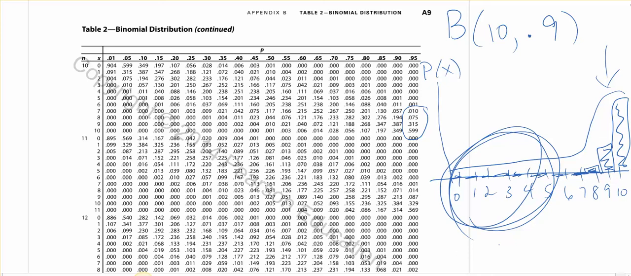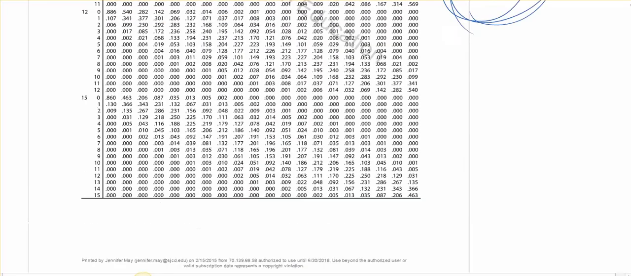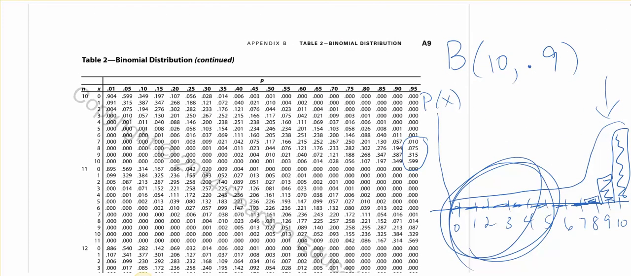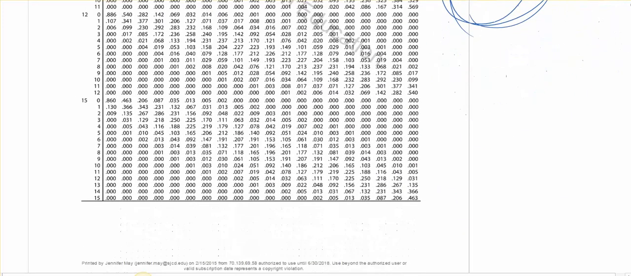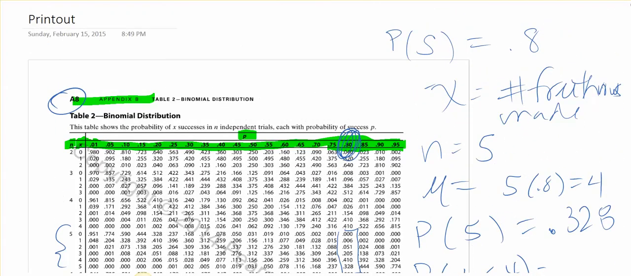So using your table is great. It is limited to how much you can do. If you scroll through the rest of the table, you might have another page in your book, and I only have 2 of them here, but you can see I'm only going to 15. So it's very limited on what you can actually look up. So in the next video, I'll show you how to use StatCrunch.